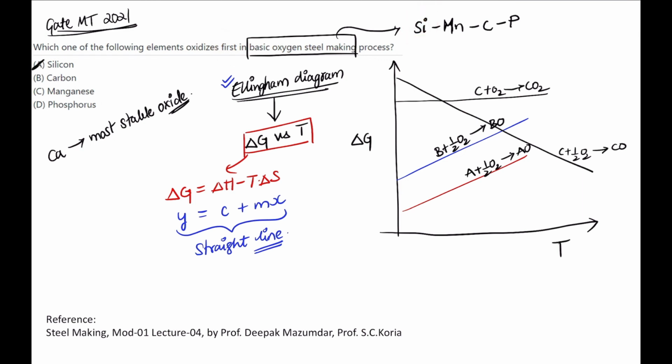So with the help of the Ellingham diagram, you can find out which element will oxidize easily, or which material can be used as a reducing agent to reduce a particular oxide. So this is the concept of the Ellingham diagram through which this question is solved.